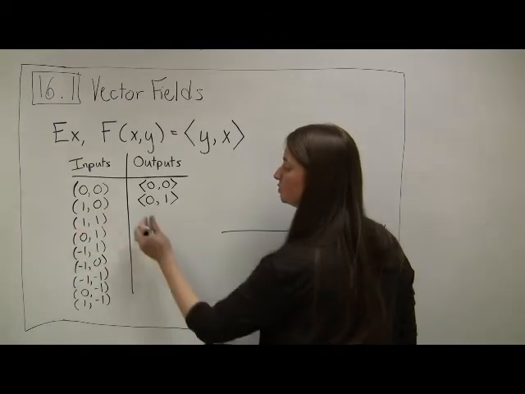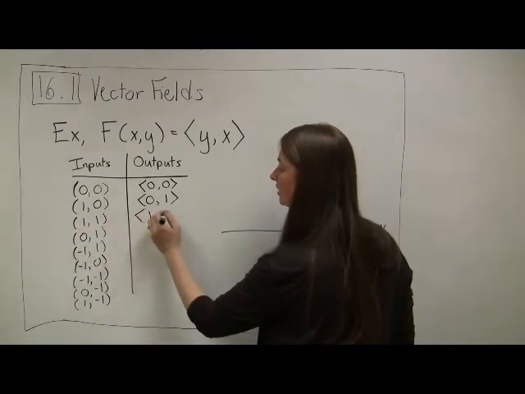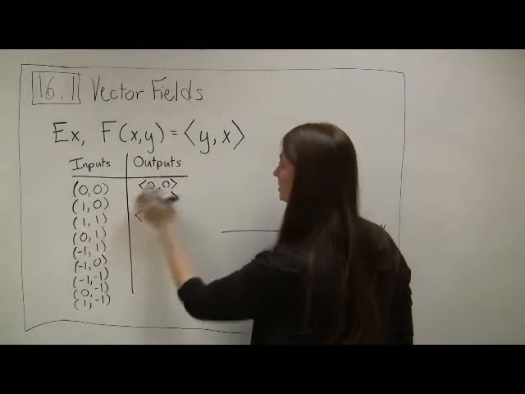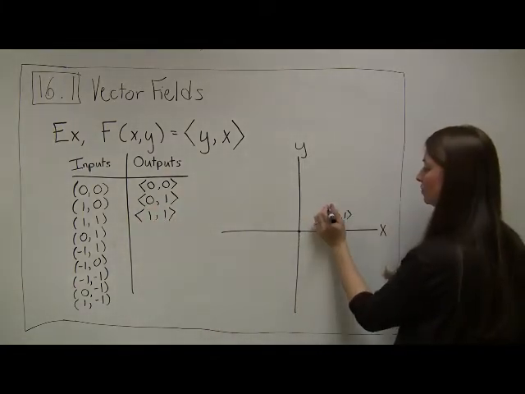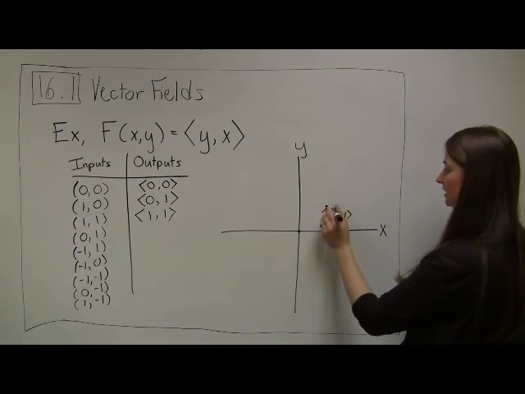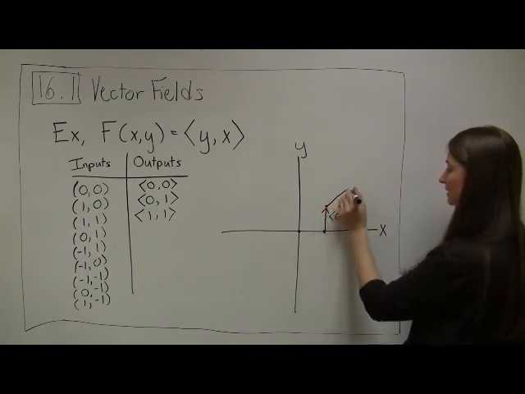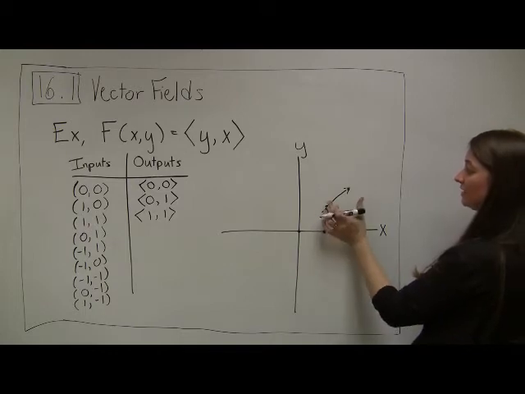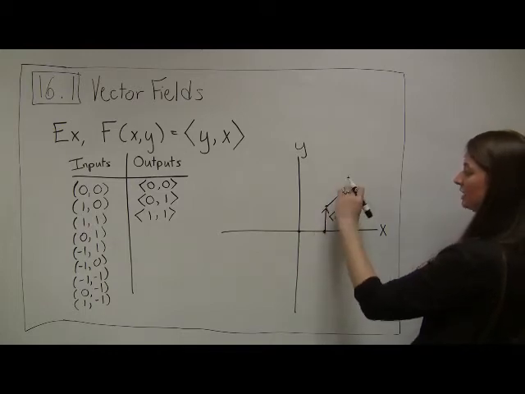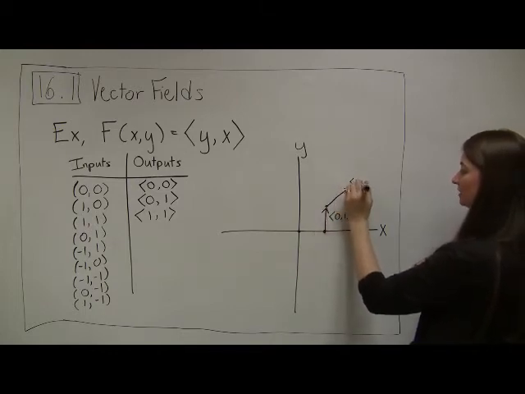Similarly, if my base point is 1, 1, the vector that I get out is 1, 1, because the y component is 1 and the x component is also 1. So with a base point starting at 1, 1, I plug in this vector and I see that the output is a vector of length 1 in the x direction and length 1 in the y direction.